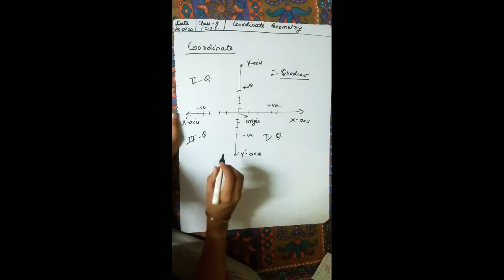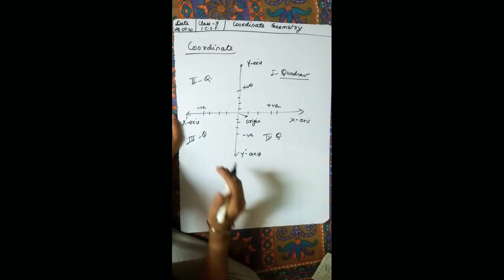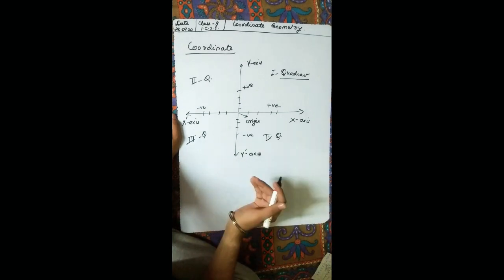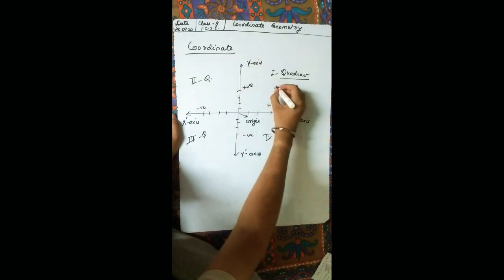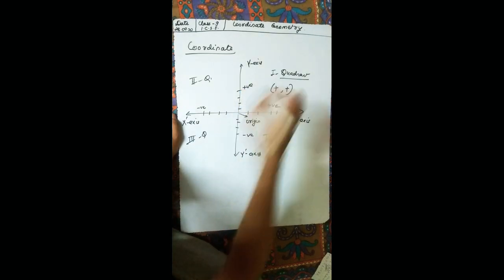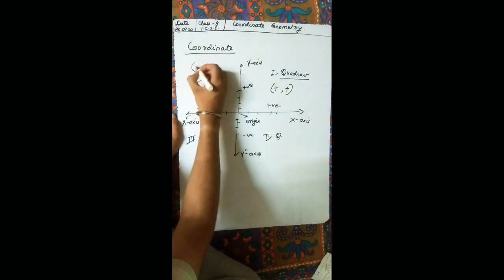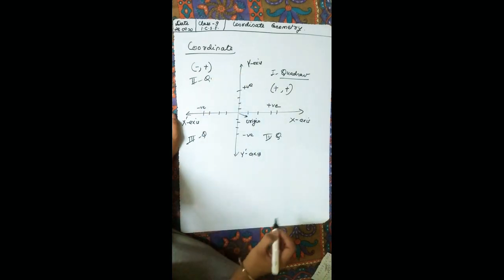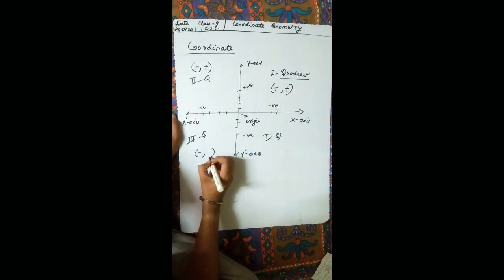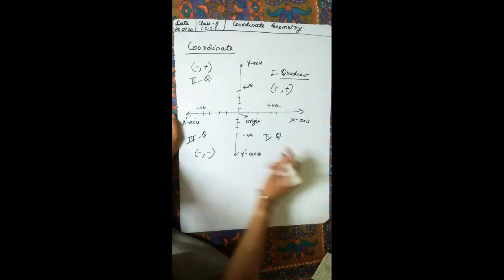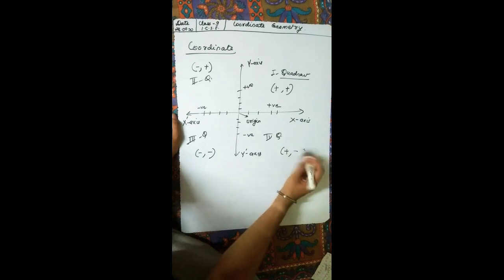The next thing is the signs. What signs do we usually say? As you can see, here x is positive and y is positive, so positive, positive. Here y is positive, x is negative, so negative, positive. Here x is negative, y is negative, so negative, negative. Here x is positive, y is negative, so positive, negative.